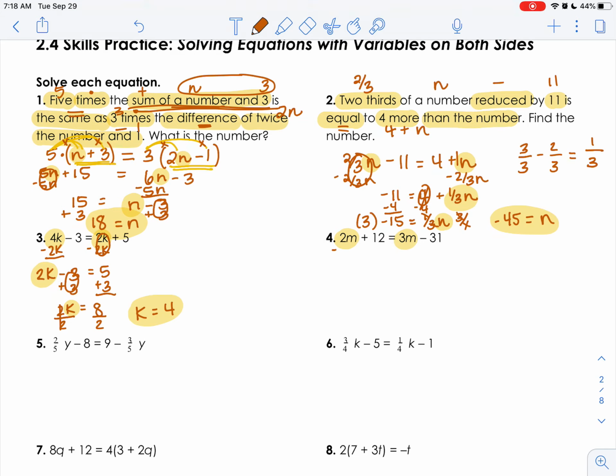You can move them either way, but I want to keep it positive, so I'm going to subtract 2m from both sides. On the left, 2m minus 2m is 0, leaving me with 12 equals 3m minus 2m is 1m, or just plain m, minus 31. Now I want to get the m all by itself. I'm going to add 31 to both sides. On the right-hand side, it cancels just like I wanted. I'm left with m equals 12 plus 31 is 43.